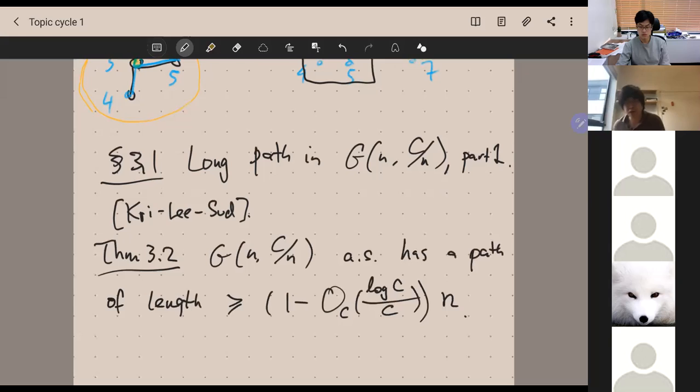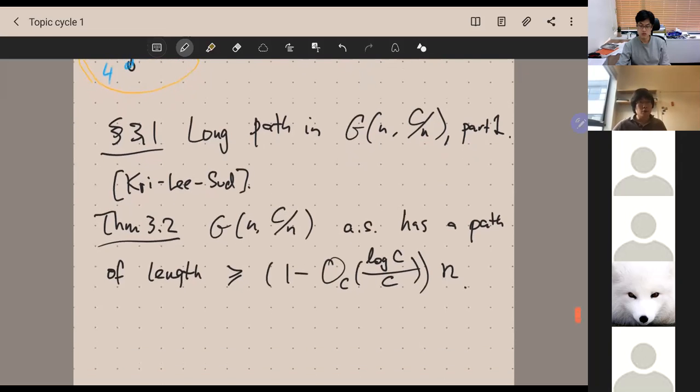This big O sub C notation means there exists some absolute constant, I think 10 will be okay, such that when capital C is sufficiently large, we get a path of length (1 minus 10 log C over C) times n. So when C is sufficiently large, this error term becomes sublinear in n. The subscript C is different from the capital C, right? Same C. That means the big O depends on capital C. That's a bit weird.